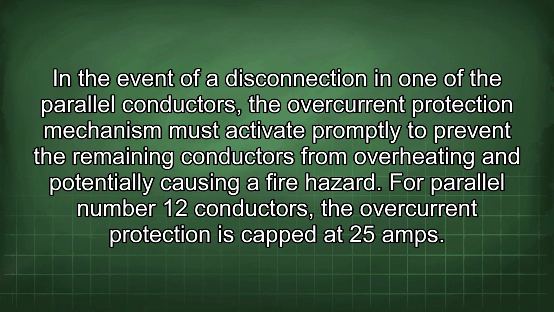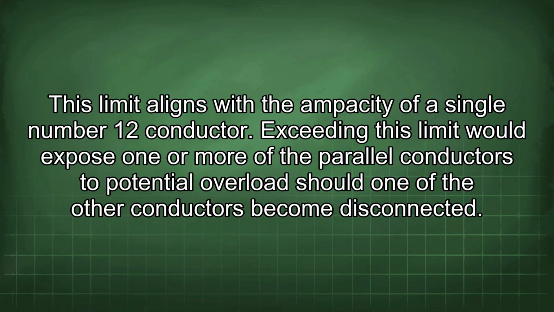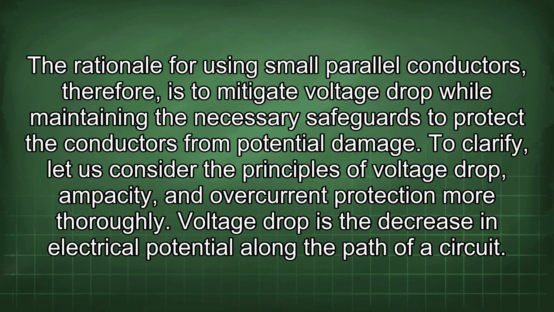For parallel number 12 conductors, the overcurrent protection is capped at 25 amps. This limit aligns with the ampacity of a single number 12 conductor. Exceeding this limit would expose one or more of the parallel conductors to potential overload should one of the other conductors become disconnected. The rationale for using small parallel conductors, therefore, is to mitigate voltage drop while maintaining the necessary safeguards to protect the conductors from potential damage.